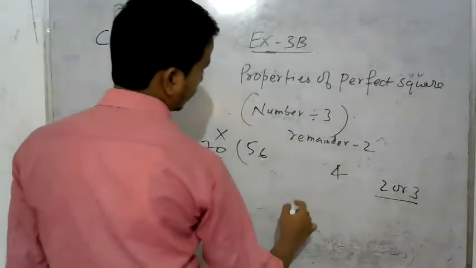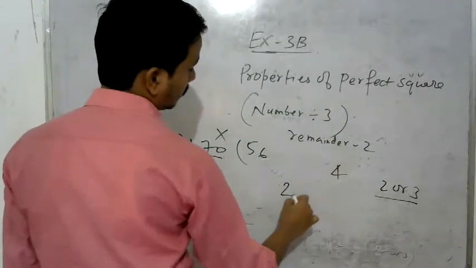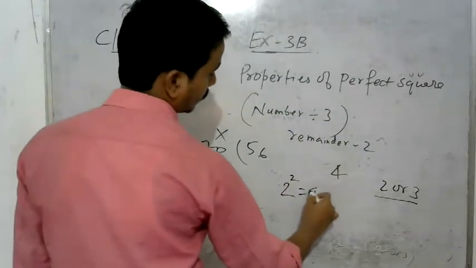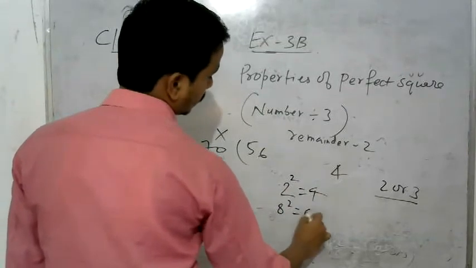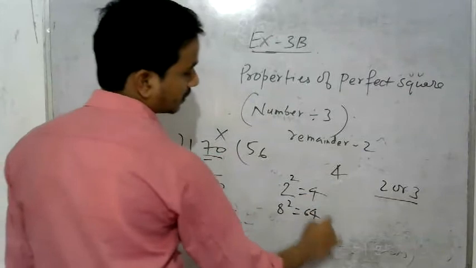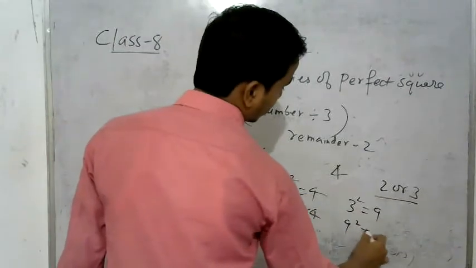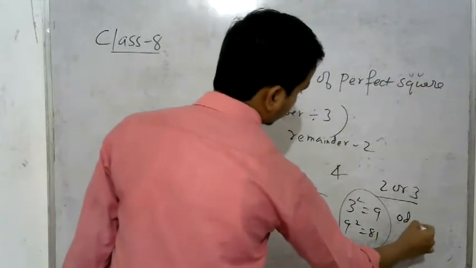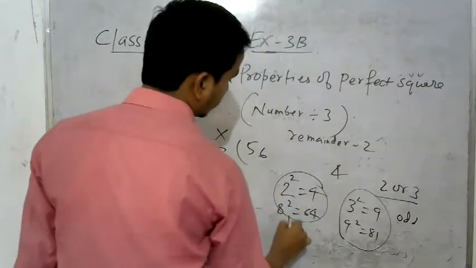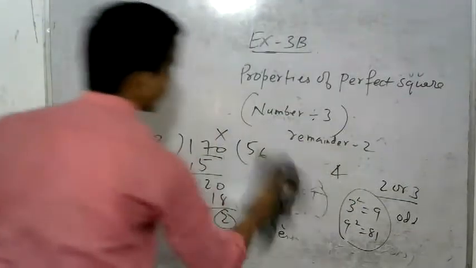For example, the square of an even number: we take 2 square. 2 square is 4. 8 square is 64. So the square of an even number is always even, and 3 square is 9, and 9 square is 81. So the square of an odd number is always odd, and the square of an even number is always even. Now let's see some other property.